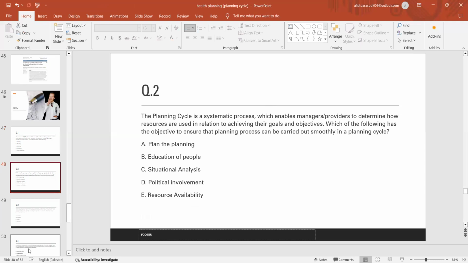The planning cycle is a systematic process which enables managers and providers to determine how resources are used in relation to achieving their goals and objectives. Which of the following is needed to ensure that the planning process can be carried out smoothly? Plan the planning, educating the people, situation analysis, political involvement, resource availability. It's A.